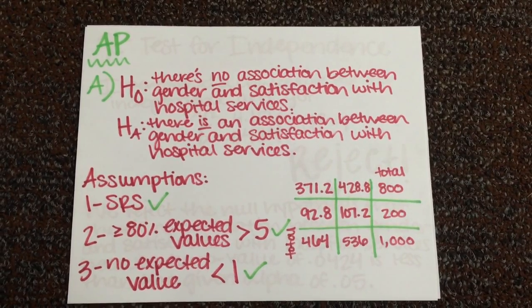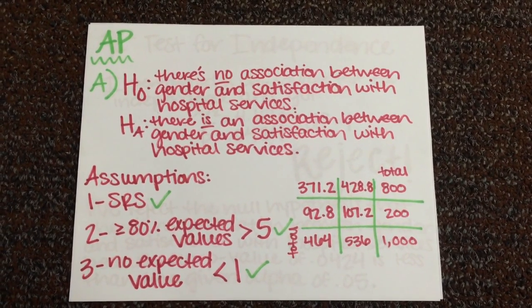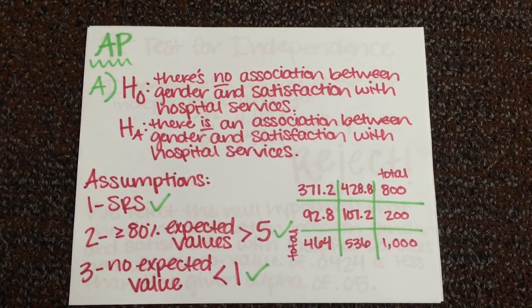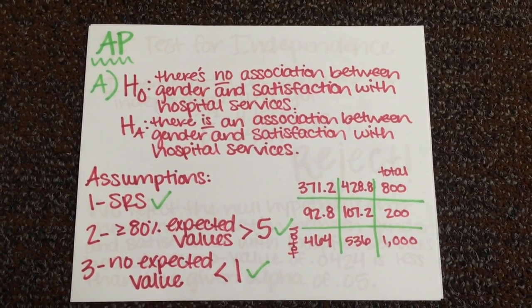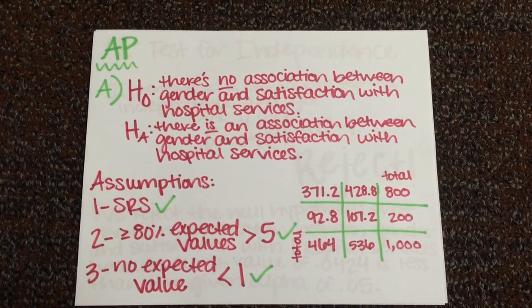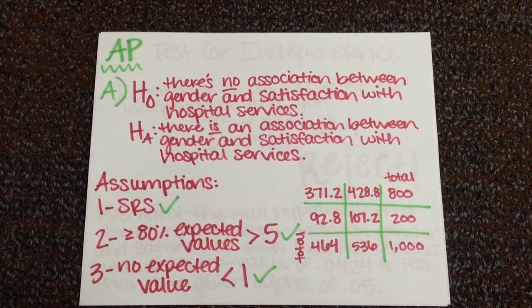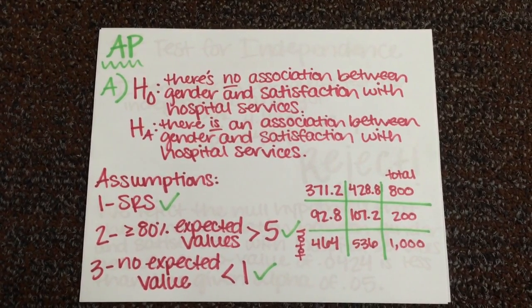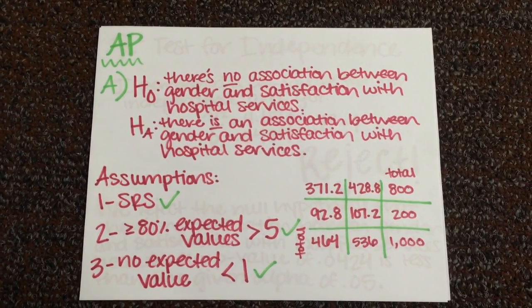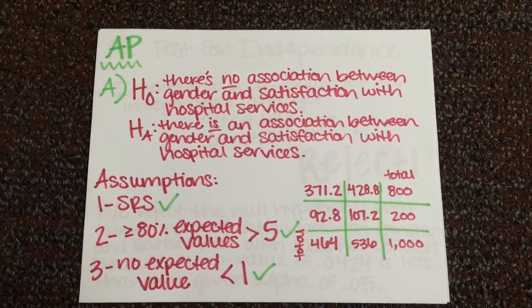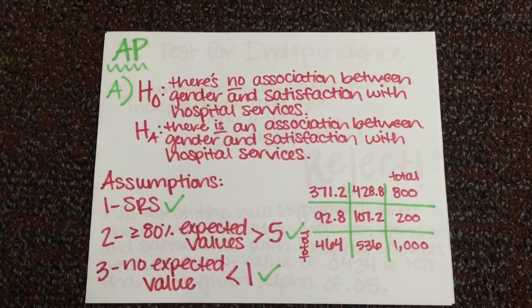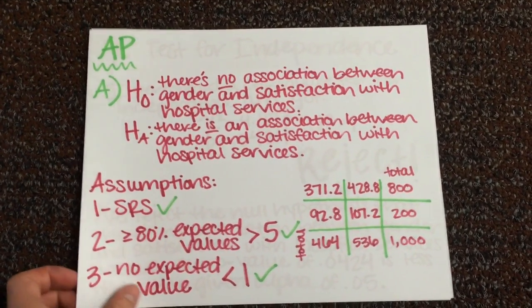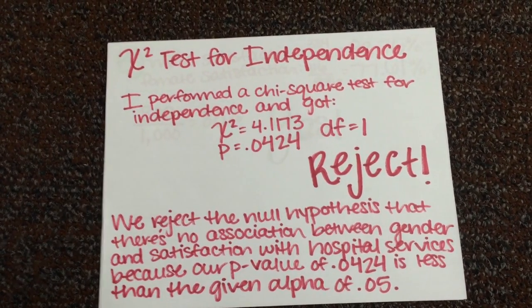There are three assumptions that need to be checked. One is SRS. It is stated in the problem. At least 80% of all expected values are greater than 5, and no expected value is less than 1. Proof that the last two conditions are met is given in the expected values table to the right. To find these expected values, you multiply the row total by the column total of the observed value you are looking at and divide by the total, or the table total. The test we will compute is a chi-square test for independence.